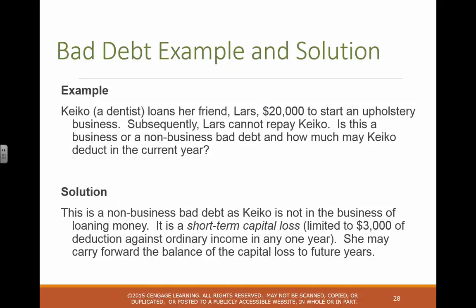Keiko's a dentist. She loans her friend Lars $20,000 to start an upholstery business. Subsequently, Lars cannot repay Keiko. Is this a business or a non-business bad debt? And how much may Keiko deduct in the current year? But she lent it to him to start a business. Yeah, it was. Which is a capital loss. It's a capital loss limited to $3,000.